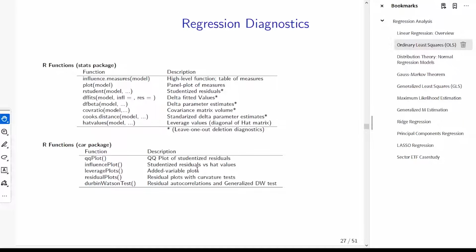Now, in terms of evaluating the assumptions of our regression model, there are regression diagnostics that we can apply to fitted models. And there are a number of different important measures that we can apply. And in the stats package, there's this influence.measures general function, which gives a table of different statistics. There's rstudent for computing studentized residuals.